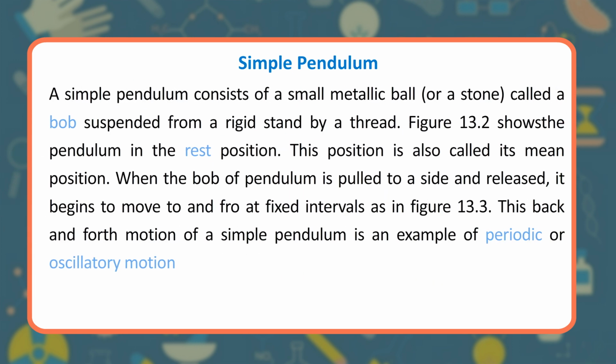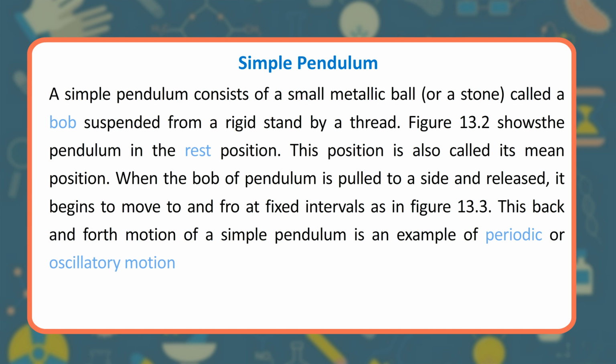Simple pendulum. A simple pendulum consists of a small metallic ball, or a stone, called a bob suspended from a rigid stand by a thread. Figure 13.2 shows the pendulum in the rest position. This position is also called its mean position.